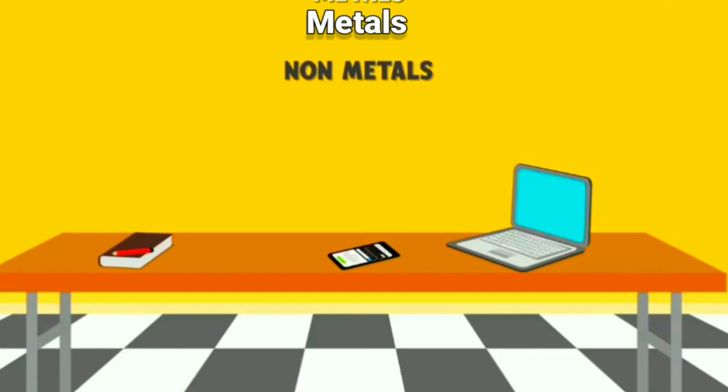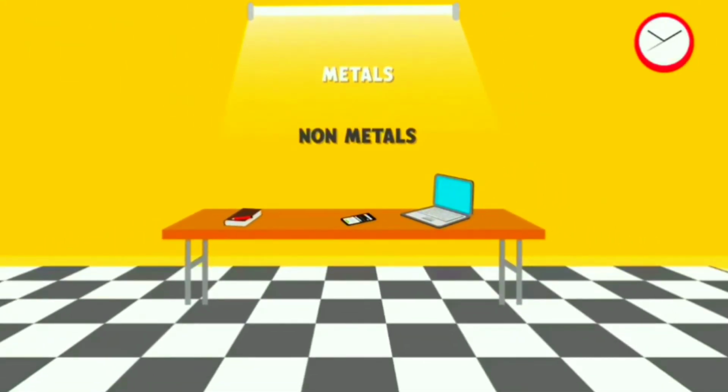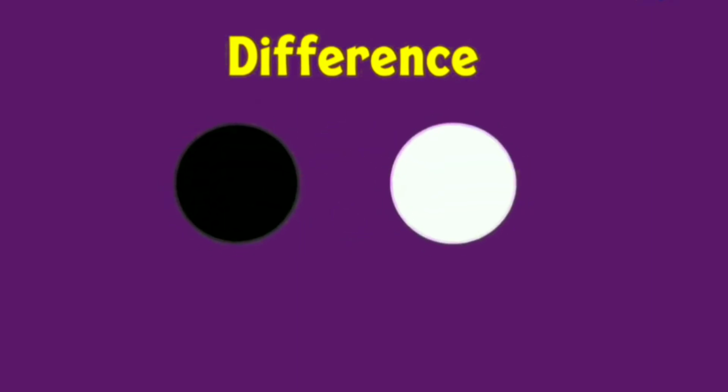As a matter of fact, it is. Almost everything around will be made up of either a metal or a non-metal. But how do you differentiate between the two? Is it as easy as the difference between the two colors, black and white? Well, for that, let us look at the physical properties of each category in detail.